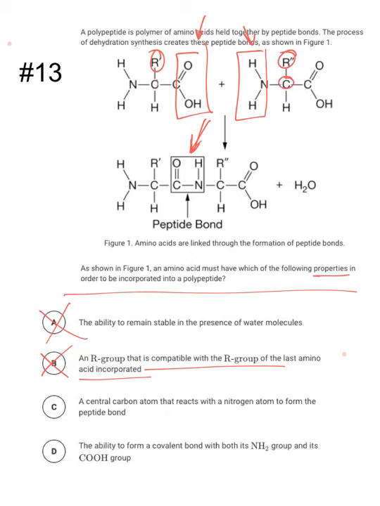No, the central carbon atom is just kind of sitting there. What the R group is attached to has nothing to do with the peptide bond. So our answer here is going to be the ability to form a covalent bond with both the NH2 group and the COOH group, which is our amine and our carboxyl groups. And this forms a peptide bond, okay? So you can see that from the carboxyl group we kicked off an OH, and from the amine we kicked off an H, to form water, and we form this peptide bond, which is the bond between two amino acids.